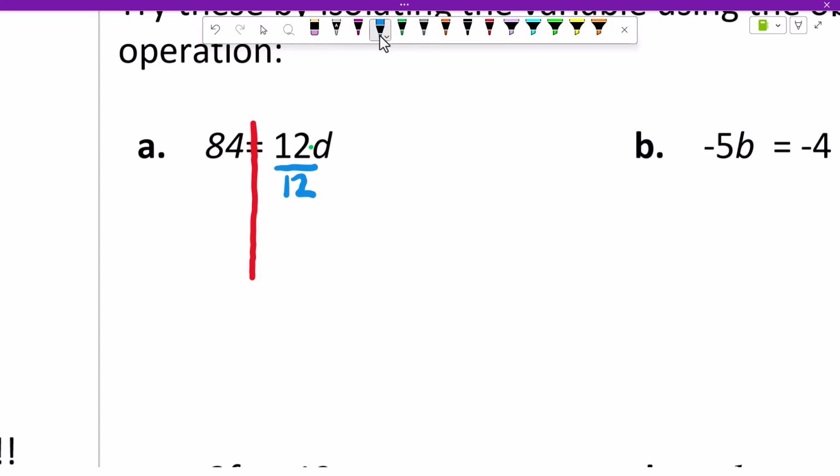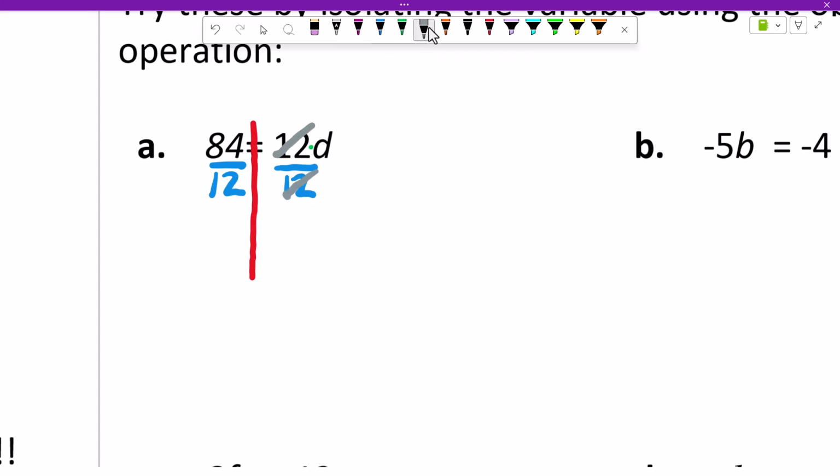Now we do the same thing to the other side. If I divide this side by 12, I need to make this side smaller too, so I'm going to divide by 12 over here as well. Now we clean it up. It should be mirrored: whatever you do over here, you do over there. So 12 divided by 12, what number do you get? Not 0, 1. So those cancel each other out.